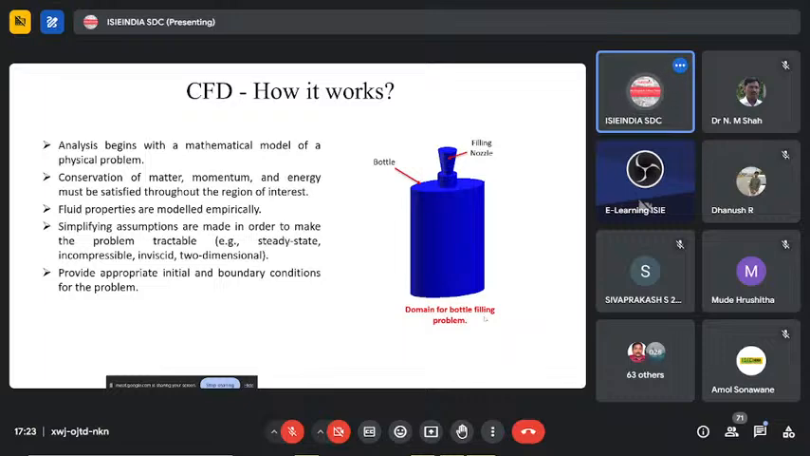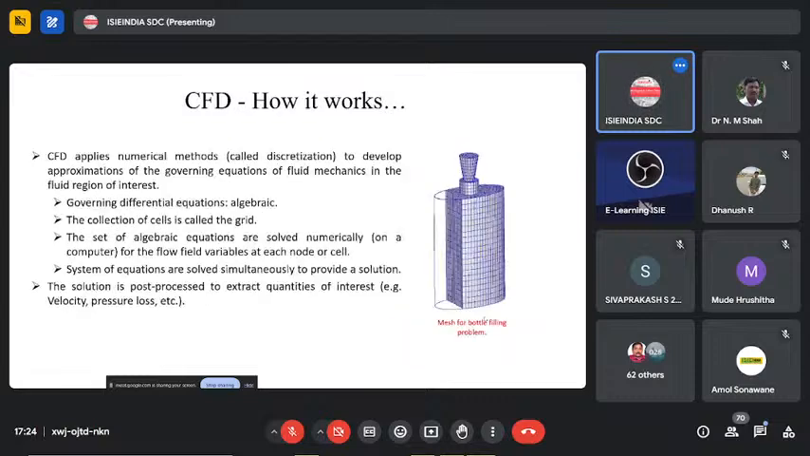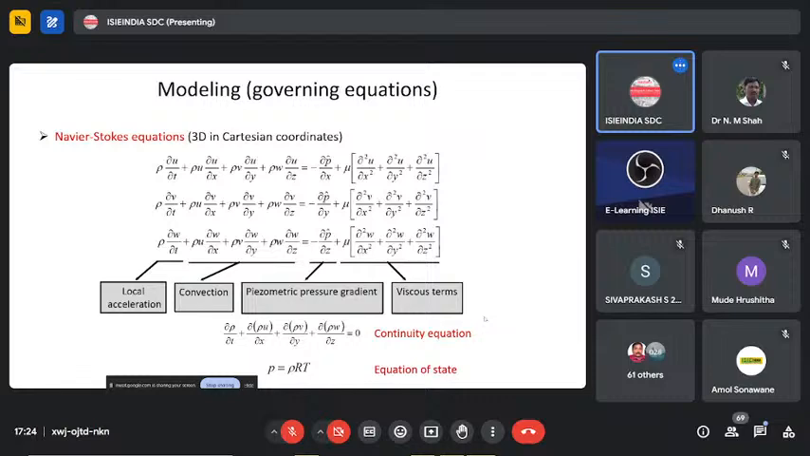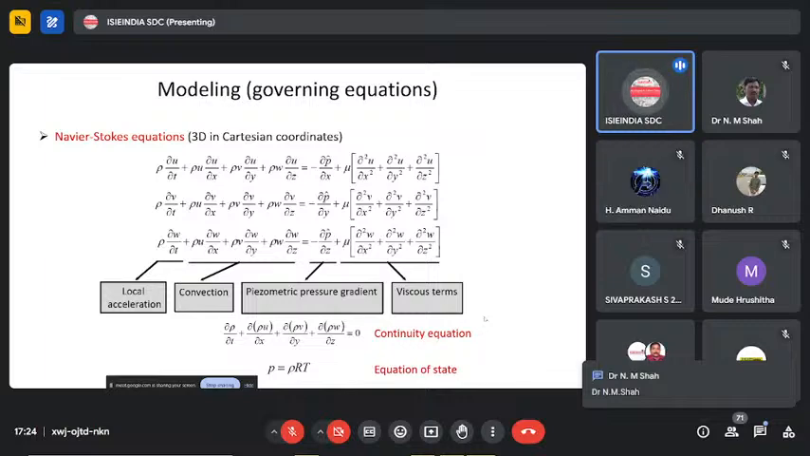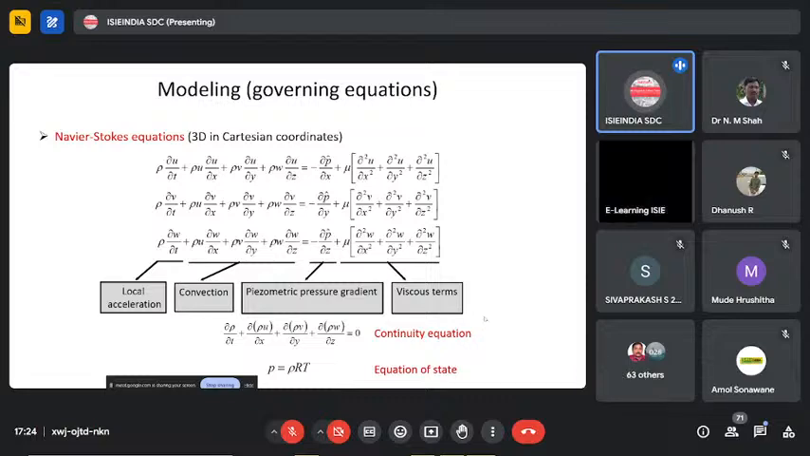Now, modeling fluid flow here involves the governing equations of fluid mechanics. Primarily we are using the Navier-Stokes equation, the continuity equation, and the equation of state. These are the governing equations we use in modeling fluid mechanics problems.